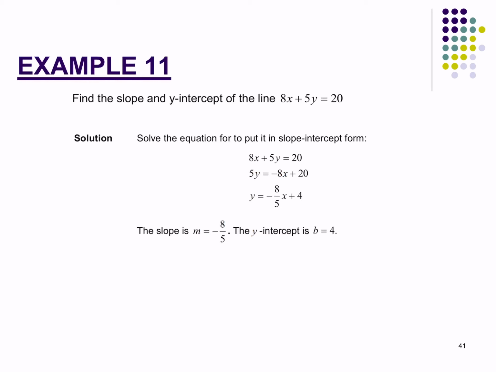In this example, you are to find the slope and the y-intercept of the line x plus 5y is equivalent to 20. So before that, you need to rearrange the given expression first. You need to rearrange the given expression to be in terms of y is equivalent to mx plus b. You have to rearrange first, and then you can point out what is the value for m and what is the value for b.